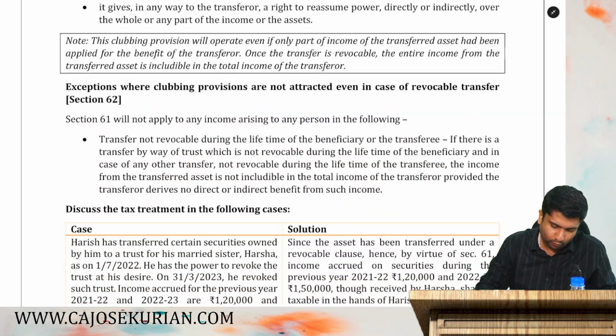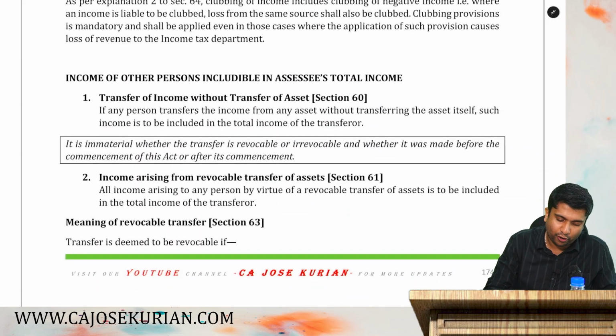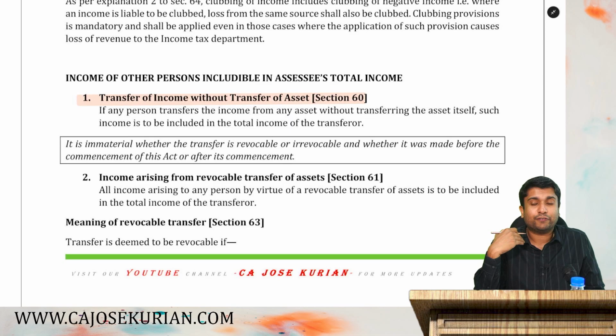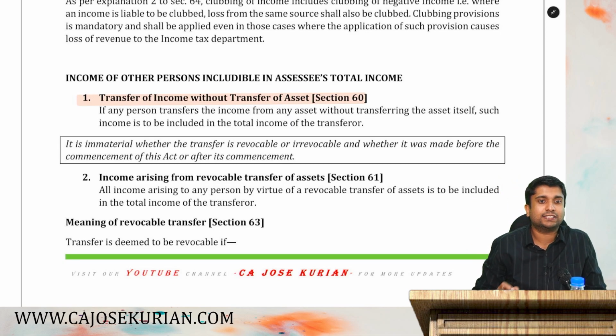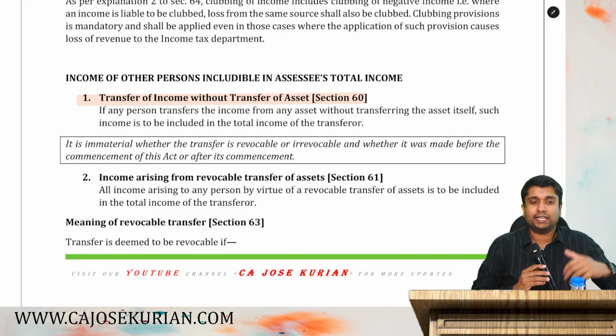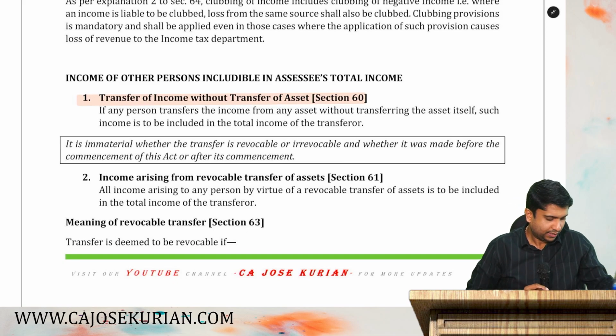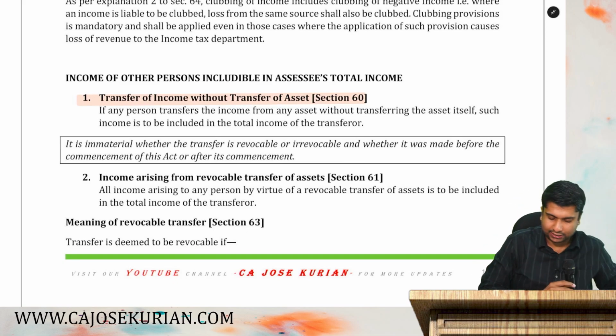Point number 1, what the department says is transfer of income without transfer of asset. You are transferring income without transferring the asset, so there will be clubbing provision. That's the example I've told you. You have simply transferred that 5 lakh in the name of your friend without transferring the house property itself. Then the department will say that all the income transferred has to be clubbed back in the hands of the original owner. So if you transfer income without transferring the asset, there will be clubbing provision.